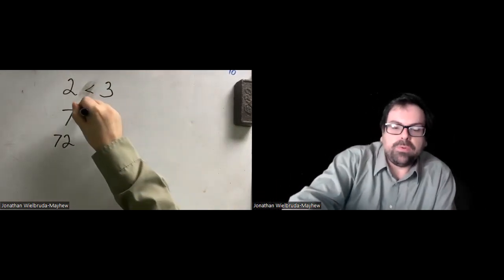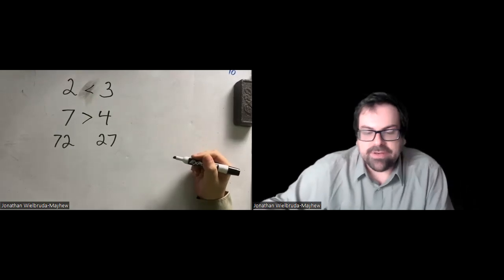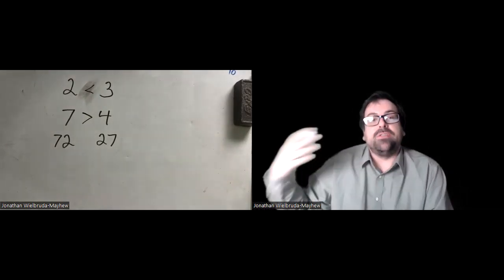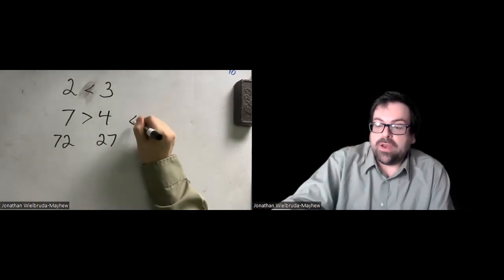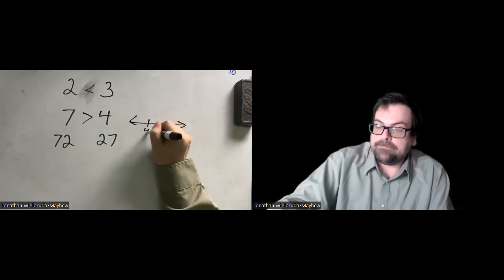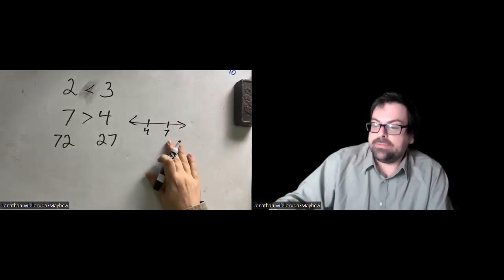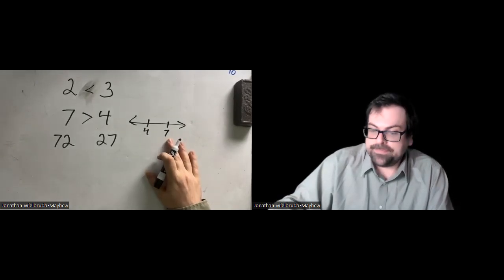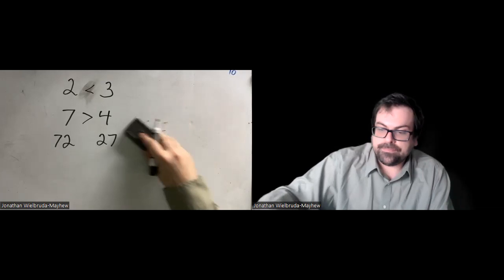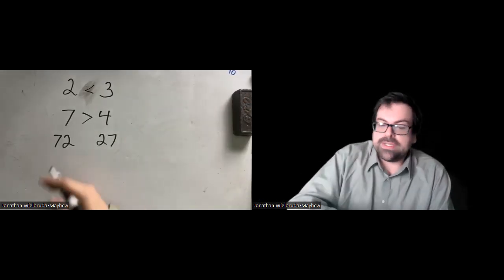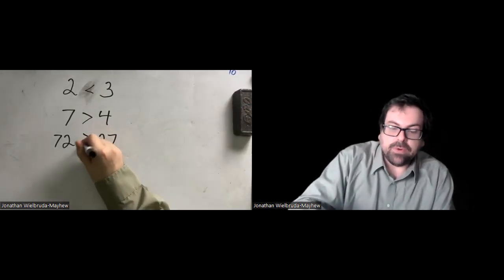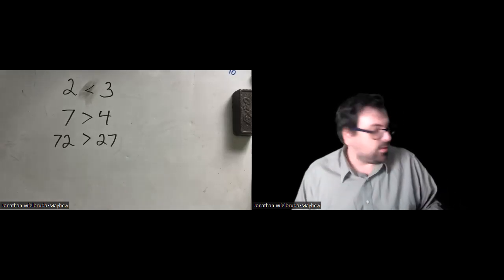Between 7 and 4, we would put a greater than, because 7 is greater than 4. 7 is to the right of 4 on the number line. And if we're to the right, that means we are greater. 72 and 27, again, this is a greater than. 72 is greater than 27.